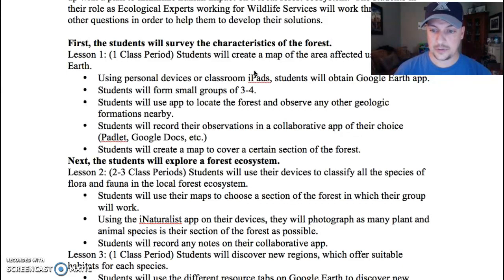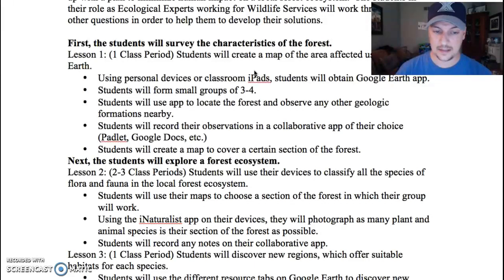They're going to go ahead and go to the Google Earth app, which we featured in the digital toolbox. They're going to break up into small groups of 3 or 4, and they're going to use Google Earth to locate the forest in which the lumber company is going to be felling trees, or where the deforestation is going to begin, and see if they can locate any other geologic formations in that area.